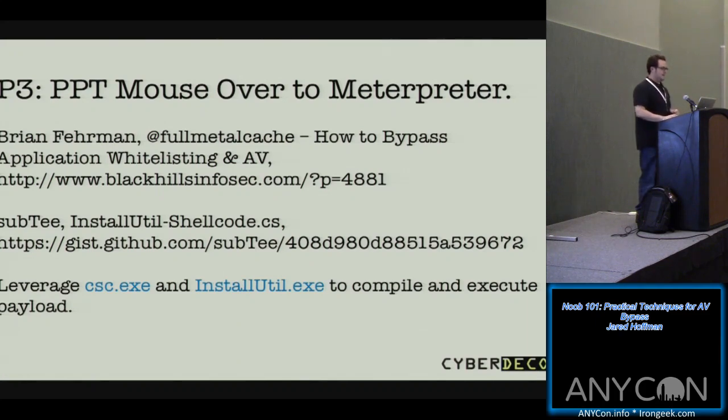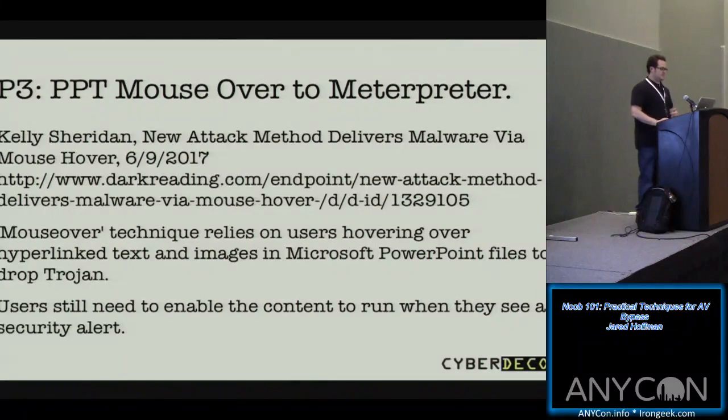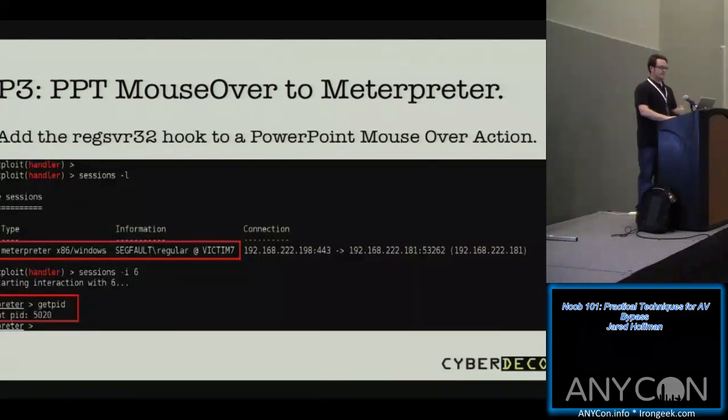So that puts those together. And then finally, this was the article they sent about this mouse-over technique, relying on users just hovering over the hyperlinked text and images to drop the Trojan, or in our case, our Meterpreter payload. Users still need to enable the content, right? If you've ever done some testing in your own lab, you get that enable macros button at the top of a Word doc, and you have to hit that in order for things to pop off. In this context, you'll see it's actually a little scarier message, but there's going to be a click needed. But once they do click, we get our shell back.